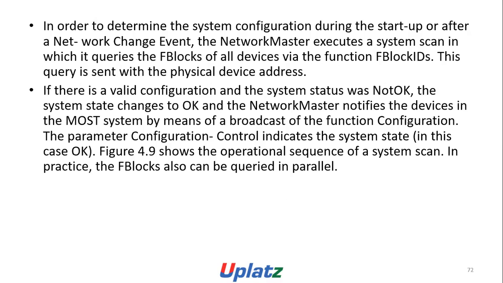In order to determine the system configuration during a startup or after a network change event, the network master executes a system scan in which it queries the FBlocks of all devices via the function FBlock IDs. This query is sent with the physical device address. If there is a valid configuration and the system state was not OK, the system state changes to OK, and the network master notifies the devices in the MOST system by means of a broadcast of the function Configuration. The parameter Configuration Control indicates the system state, in this case OK. Figure 4.99 shows the operational sequence of a system scan.